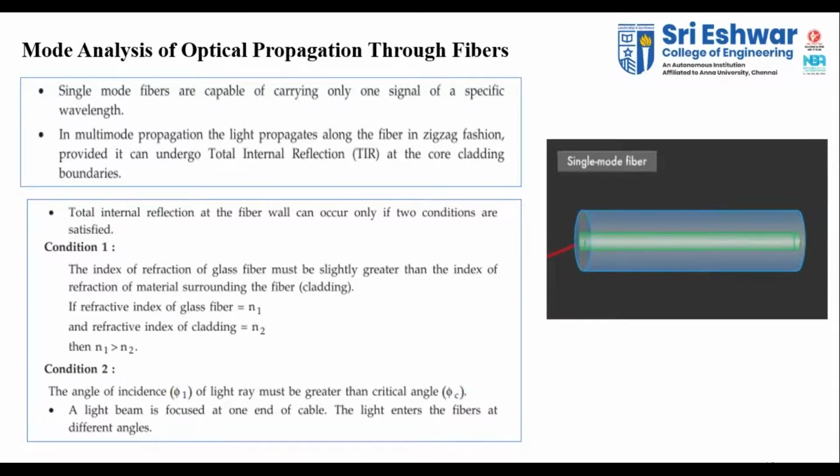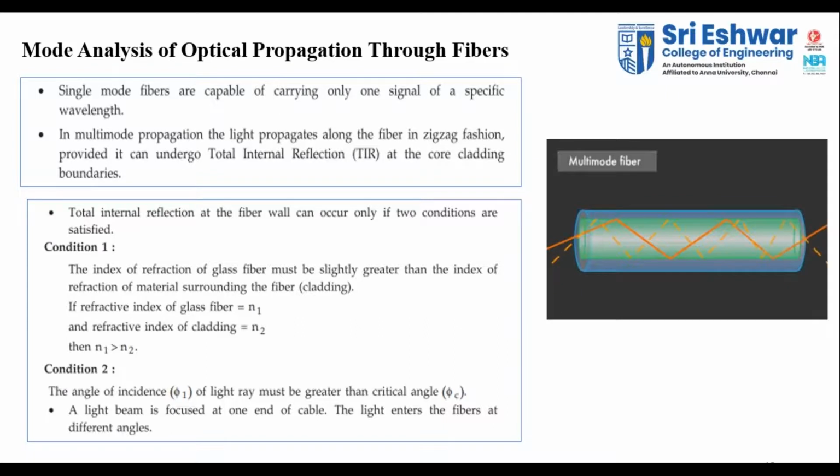Already we discussed one more condition: for theta I, it should be greater than theta C. That is condition number 2. So condition number 1: N1 should be greater than N2. What is N1? The refractive index of the glass fiber, that is, the core. The second one, the refractive index of the cladding, is N2. So N1 should be greater than N2. The refractive index of the core should be greater than the refractive index of the cladding.